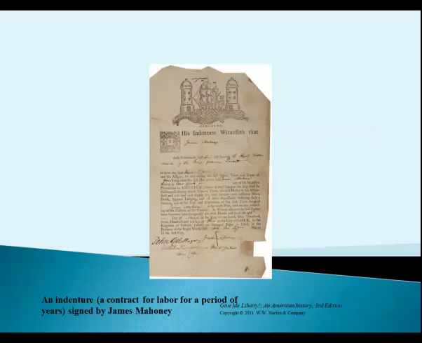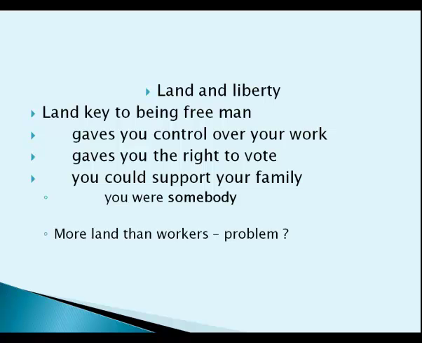This is just a copy of an indentured contract where the man sold his soul to come to the New World. But land was the key to being a free man. If you had land, you had control over your work. It gave you the right to vote, so you could participate in politics. You could support your family, so you were somebody. The problem we're running into is we've got more land than workers. And as you can see, that's going to present some problems.